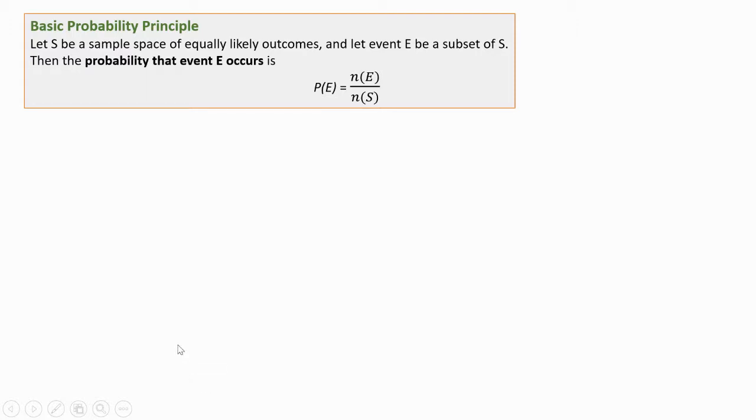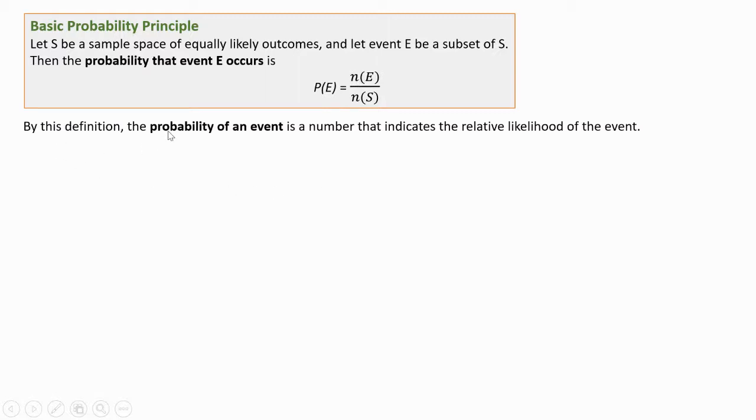Okay, now comes the basic probability principle. Let S be a sample space of equally likely outcomes, and let event E be a subset of S. Then the probability that event E occurs is the probability of E equals the number of outcomes in the event over the number of outcomes in the sample space. The answer is going to be a number.